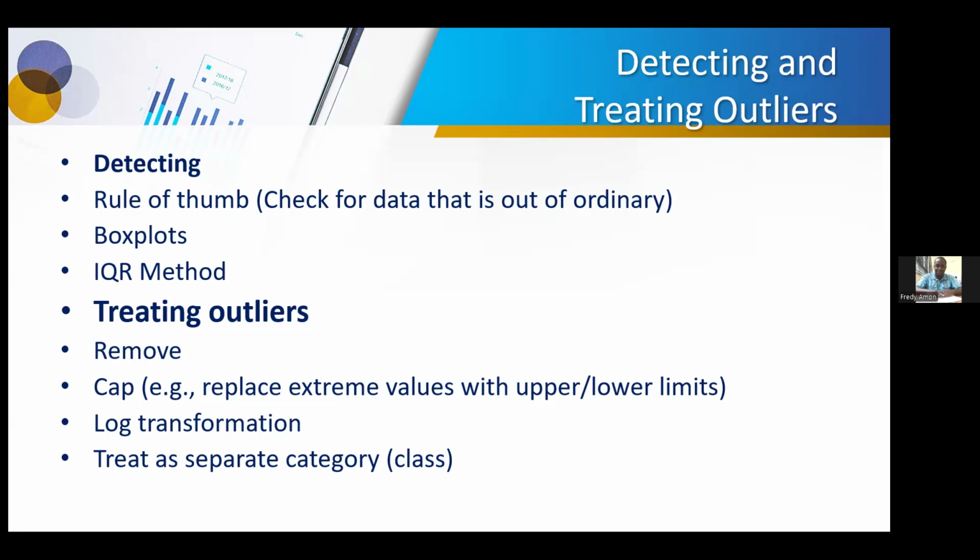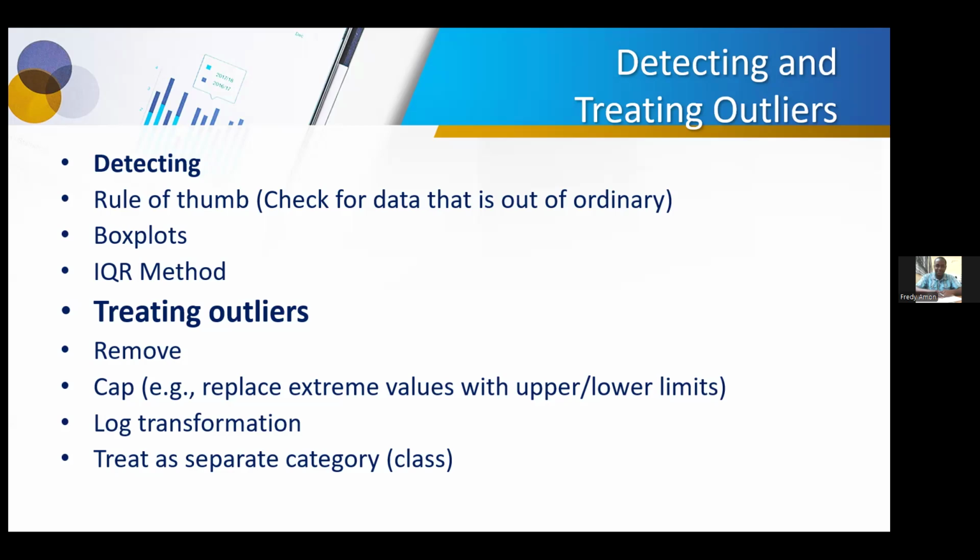But when we're going technical, we'll need to use a method or function, which is box plots and then the IQR method. These are the methods which will be able to detect the outliers in the data set automatically. And that was detecting. Treating outliers. Outliers are something out of the ordinary.